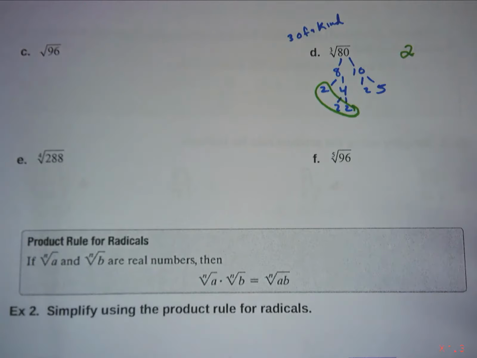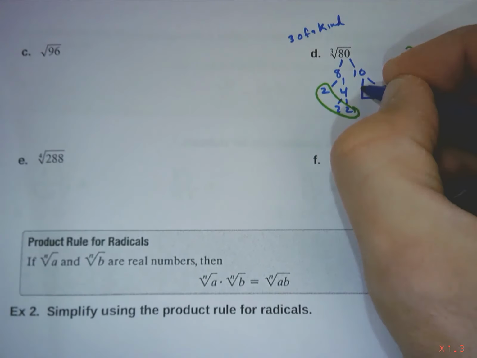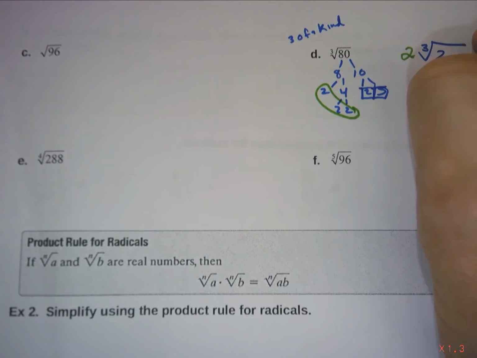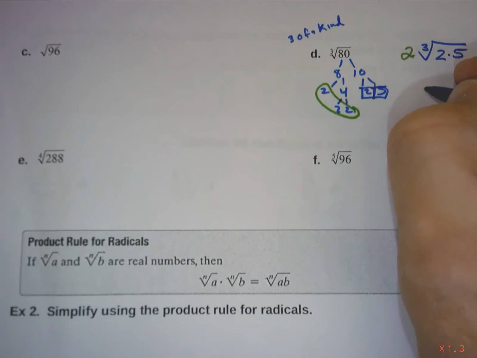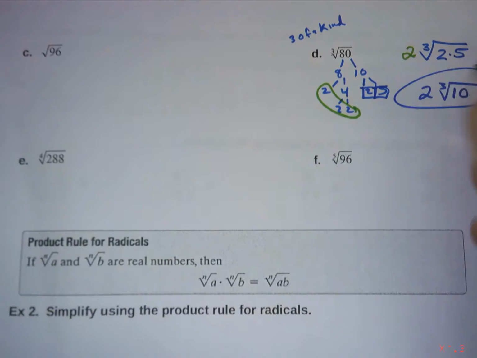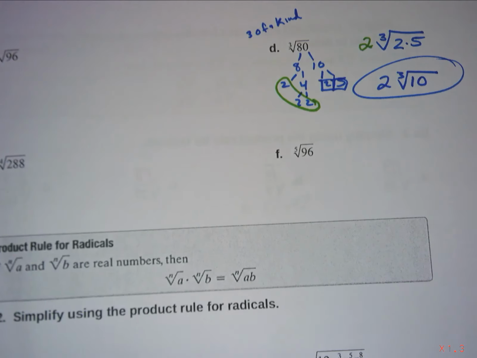And then these two don't have a 3 of a kind to go with, so they're going to be left inside of that cube root, 2 times 5. So my final answer, 2 times 5, we should get 10 underneath. That's the final answer for that one. We should get 2 cube root of 10. That's equivalent to the cube root of 80.